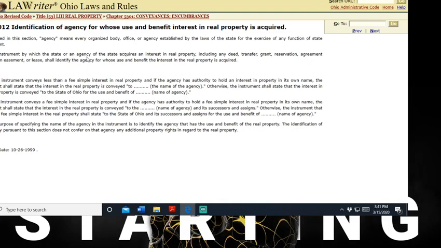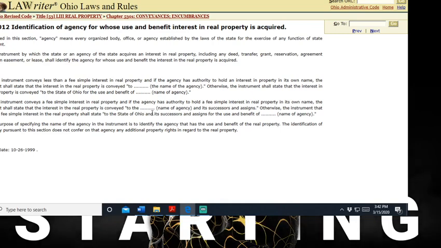So this is how they tell you how to do it. Identification of agency for whose use and benefit interest in real property. So here we go again. Once you understand what you're doing when I told you about leasing your property, renting your property and all of that, you got to know what you're doing. So they tell you how to put the instrument together. You just got to understand how to put it down and file it within the state so that now people can be on board and you under contract.